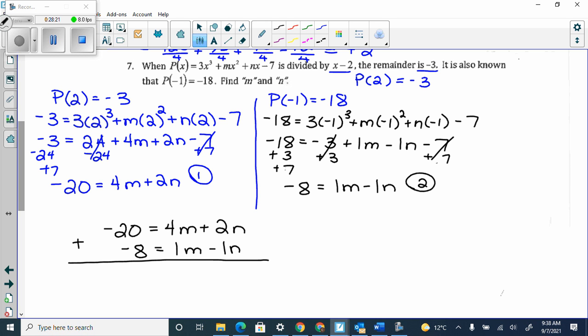But I want one of them to go away. So I know that I could multiply this one by negative 4, and then 4m minus 4m will go away, right? Or I could multiply this one by 2, and 2n minus 2n would go away, right? Which one's better? It depends on what you like. It doesn't really matter, okay? The catch, though, is that you can't just multiply one of the terms by it. You have to multiply the whole thing by it, right?